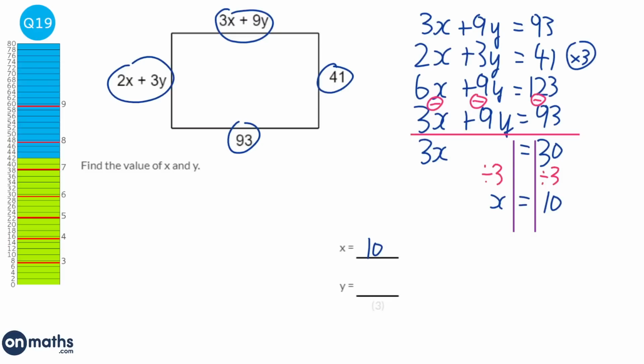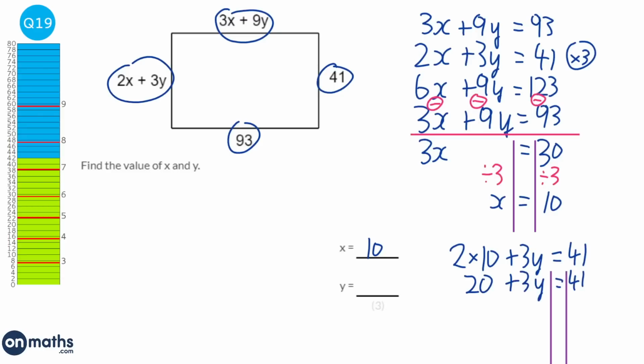So what I'm going to do is I'm just going to pick one of the equations. I can pick the 2x plus 3y equals 41, and just substitute the value of x in. So 2 times 10, plus 3y equals 41. So it would be 20 plus 3y equals 41. Get my solving lines in. And we're going to take away 20 both sides. So we've got 3y equals 21. And then we're going to divide by 3 both sides. So y equals 7. So we've got x equals 10, y equals 7.